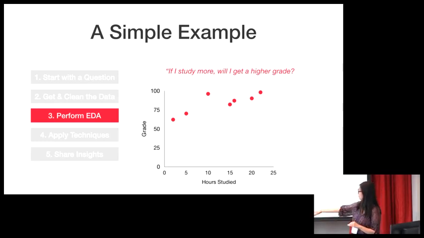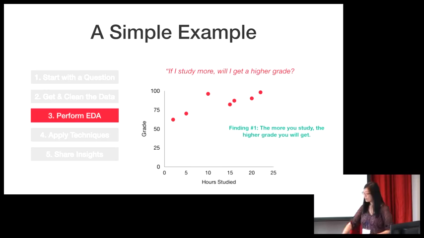Yeah, great. We see a positive correlation, right? You see that the more hours you study, the higher grade you're going to get. Anything else? Some people are really lucky. The ones who study less than 5 hours, yeah, they did pretty decent.